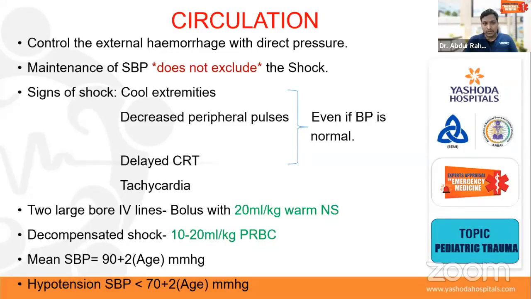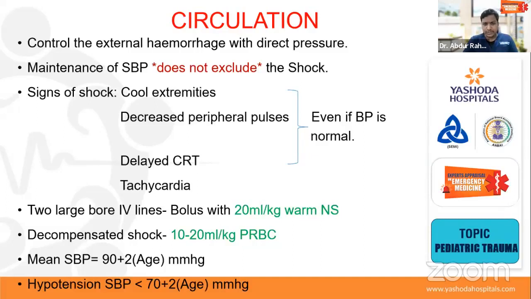Just look for signs of shock like cool extremities, decreased peripheral pulses, delayed capillary refilling time, and tachycardia, even though BP is normal. Even though BP is normal in the pediatric population, check for signs of shock, because hypotension is a very late sign in the pediatric age group. And secure two large bore IV lines. And if the patient is in shock, give a 20 ml per kg warm saline bolus.